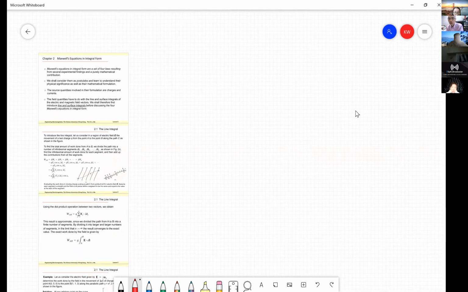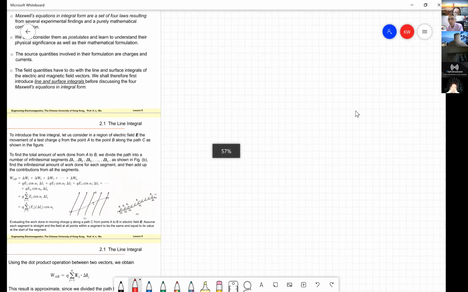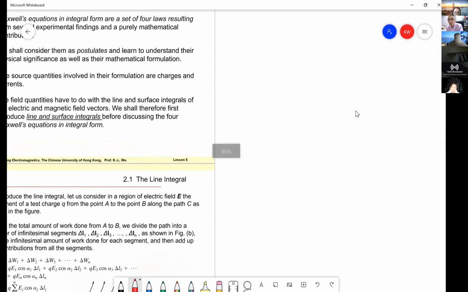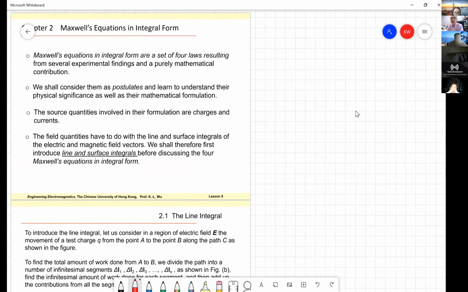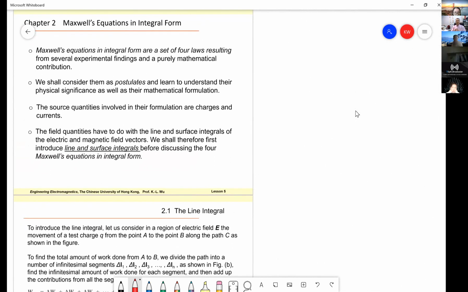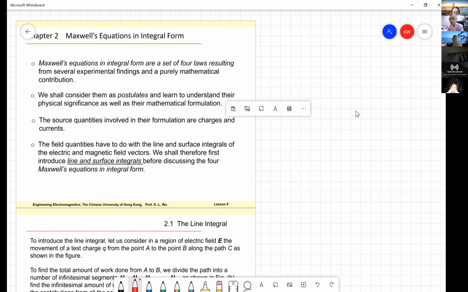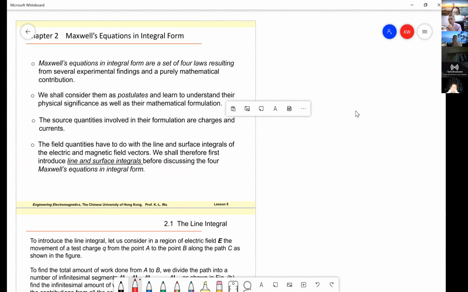Let's come to Chapter 2. In Chapter 2, we start to learn Maxwell's equations, but we study Maxwell's equations in the integral form first. Okay, so Maxwell's equations in integral form are a result from the observation of experiments, a series of experiments.